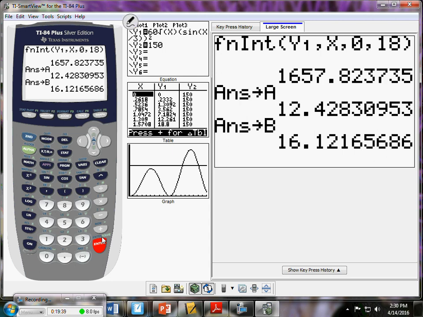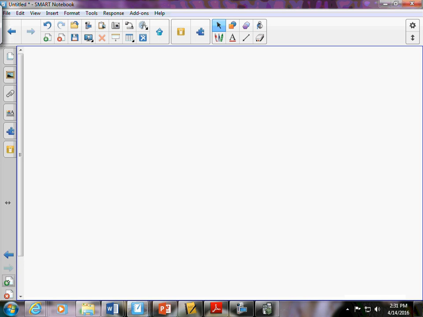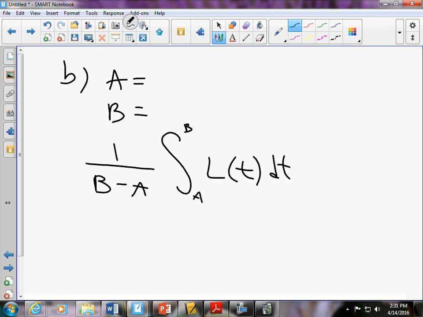It's so nice that we have A and B. If we write on our paper A equals, B equals, then we can use them. So we'd have to write A equals and B equals. I forgot those numbers. But then for the average value, which is 1 over B minus A times the integral of L of t, because we want the average value of L of t, not the average rate of change, the average value. So it's that one.